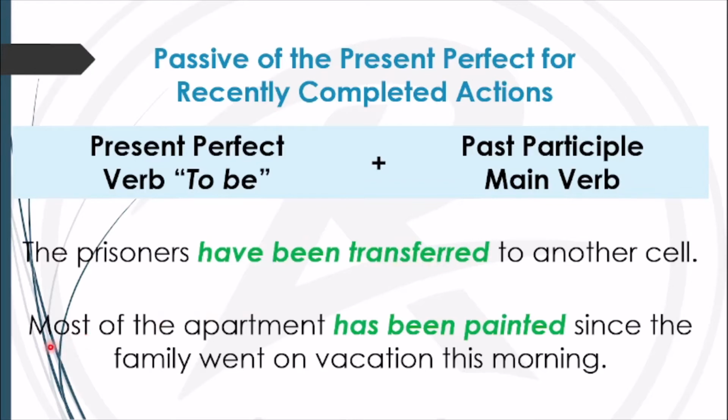The second example, most of the apartment has been painted. Has been, the present perfect of the verb to be, painted, the past participle of the verb paint. Most of the apartment has been painted since the family went on vacation this morning. So both actions are recent. That's why we use the present perfect for it.